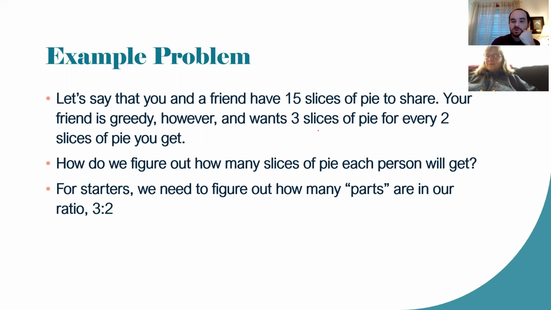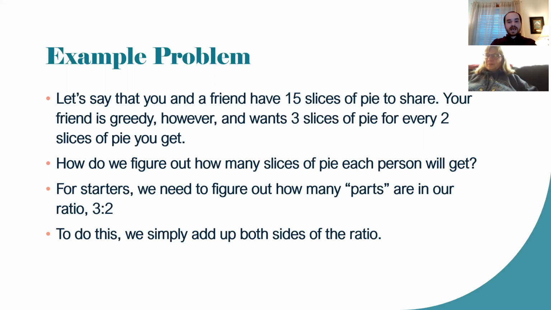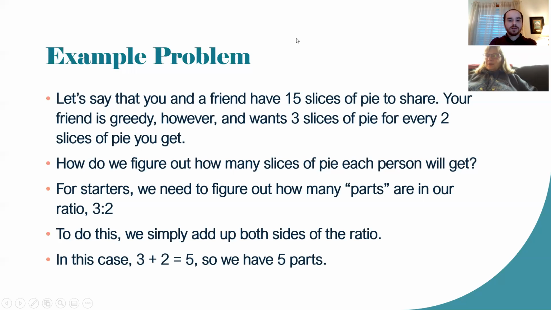Our ratio is 3-2. We have 3 slices of pie for Addie for every 2 slices of pie for Janie. So you've got a 3-2 ratio here. To solve for the number of parts, all we have to do is add up both sides, right? If you think about how we're going to distribute this, we're going to give 2 slices to Janie, and then we're going to give 3 slices to Addie, right? So that's a total of 5 slices. We're just adding those up. So we get 5 parts. And that's how much we're distributing each round that we're distributing these, in this case, slices of pie.